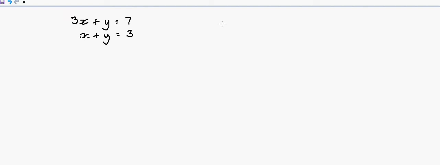Or you get two equations where x and y, or a and b, give a result, and then x and y, or a and b, give you another result. You then play one equation against the other.